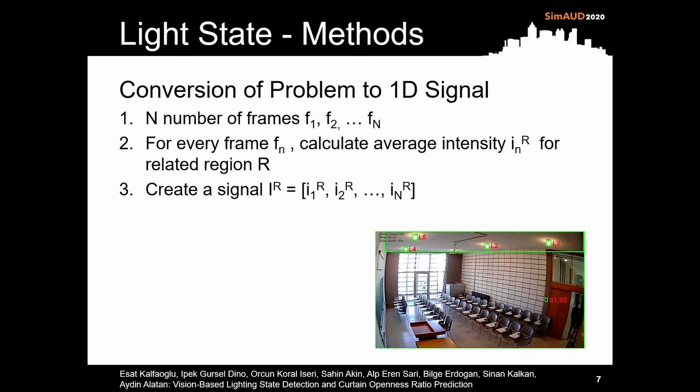In order to deal with the problem, the information from the video needs to be converted to a 1D signal. Consider a video which consists of n number of frames, from f1 to fn. Firstly, the average pixel intensity of related regions is calculated for every frame. These regions are the light sources L2, L3, L4 and L5 for the local method, or the ceiling region for the global method. Then, by combining all the average pixel intensity information of the frames, a 1D signal is created.